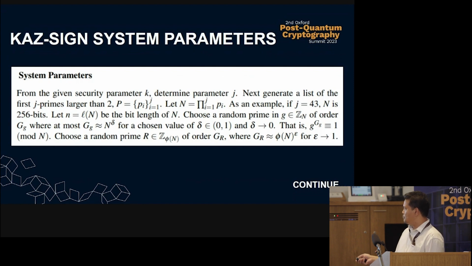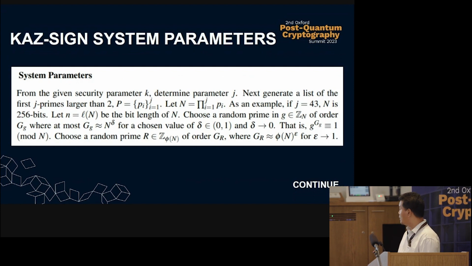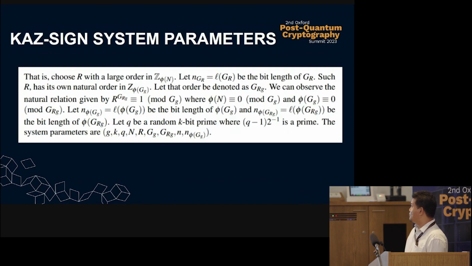Then we choose a random prime r inside the group Z phi(n) of order Gr, where Gr is approximately phi(n)^epsilon, where epsilon we wish to go close to 1. That is, choose r with a large order in Z phi(n). Now we let ngr be the length of Gr. Such r has its own natural order in Z phi(Gg). Let that order be denoted as Grg. We can observe the natural relation given by r^Grg is 1 modulo Gg, and so on and so forth. Then we choose a random prime q, where (q minus 1) divided by 2 is also a prime.